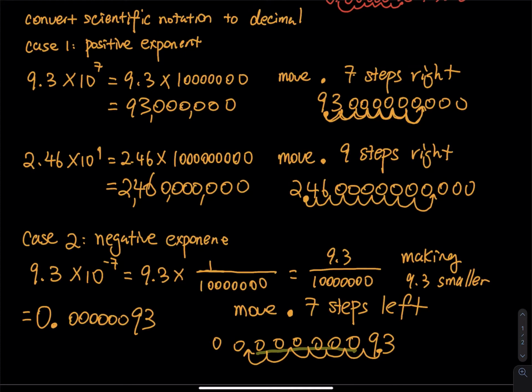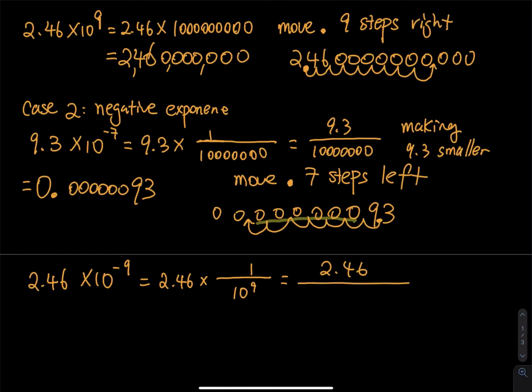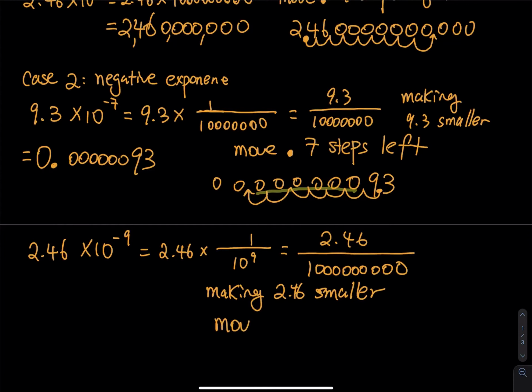So let's do one for the 2.46. This is a positive 9; let's do a negative 9. So we have 2.46 times 10 to the negative 9. This is 2.46 times 1 divided by 10 to the 9th power, which is 2.46 divided by 1 followed by 9 zeros: 1, 2, 3, 4, 5, 6, 7, 8, 9. So you are making 2.46 smaller. Making 2.46 smaller means you have to move the decimal point 9 steps to the left. And then here is the scratch work.